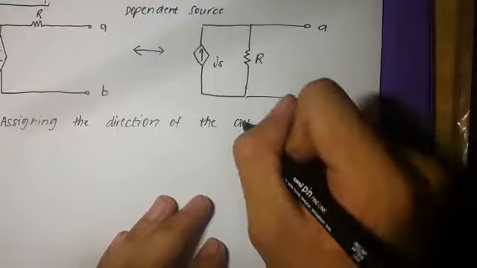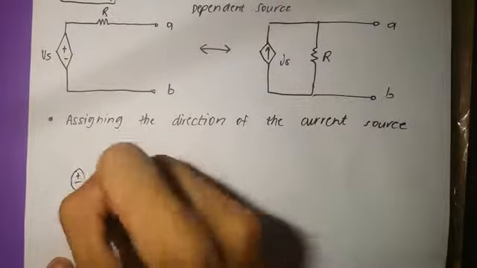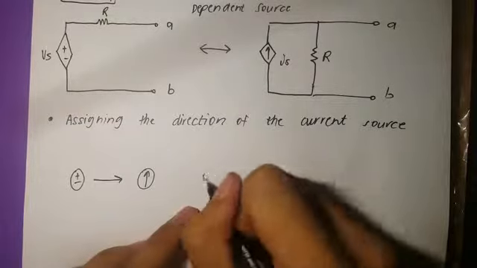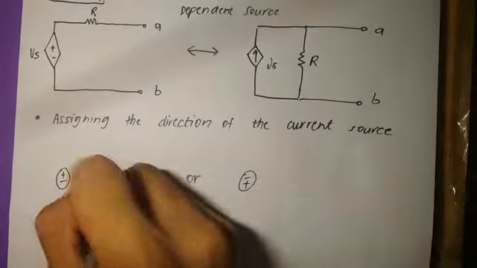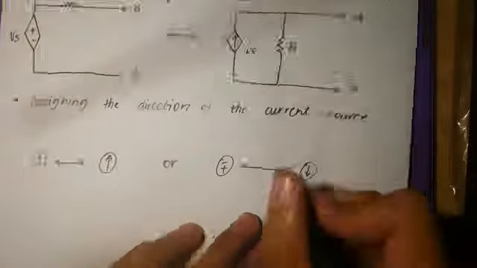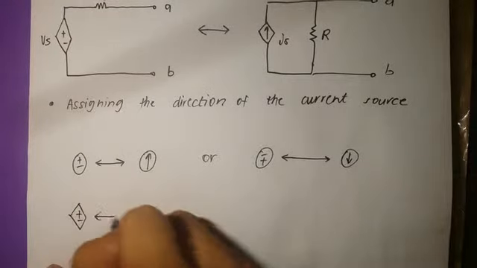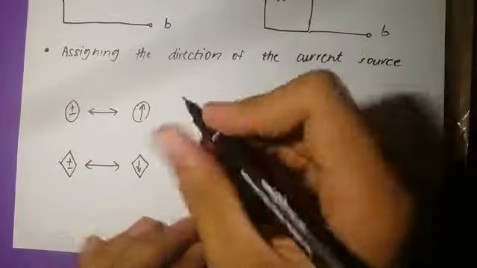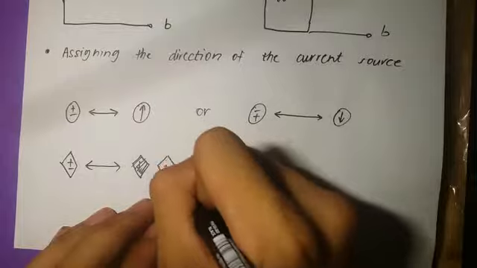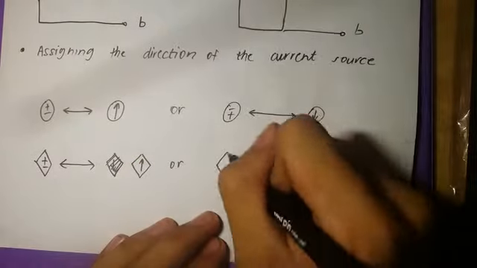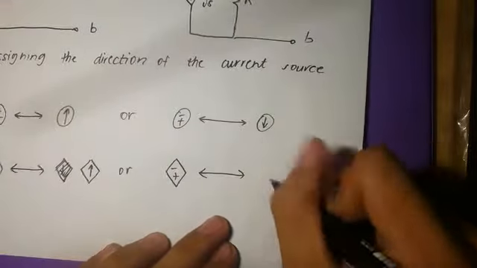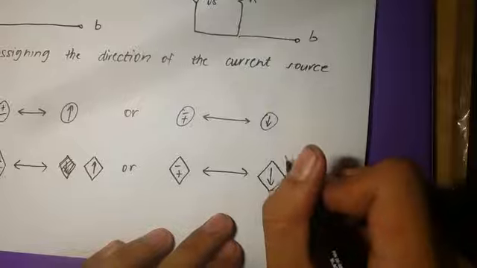Now, in assigning the direction of the current source, we should only remember that the arrow should always point to the positive terminal of the voltage source. So plus minus here, then downwards, upwards, and minus plus here, and it is downwards.